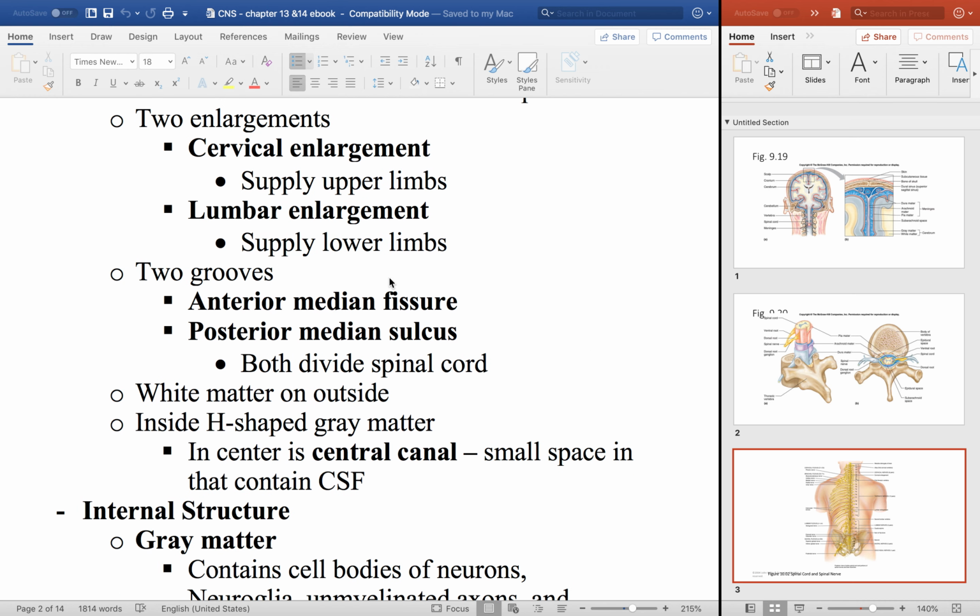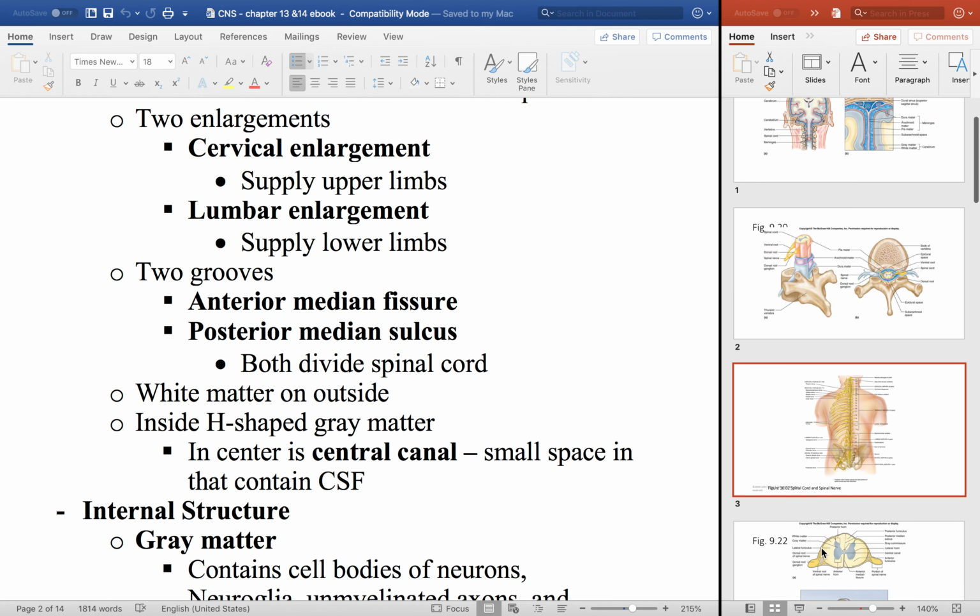If I were to cut the spinal cord transversely, where I'm looking down at it, I would actually be able to see two grooves. There's the anterior median fissure and then the posterior median sulcus. Fissures are clear cut, whereas a sulcus is a groove.